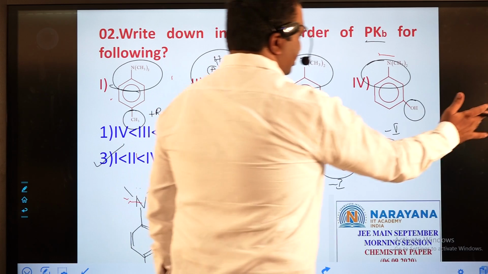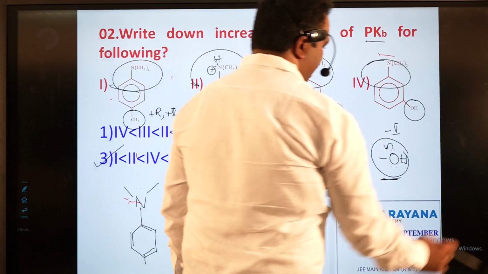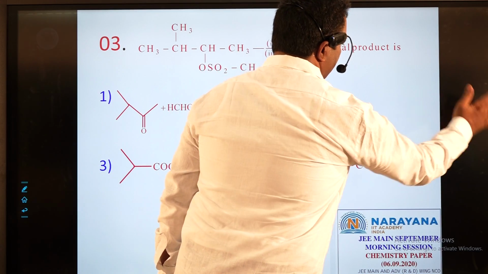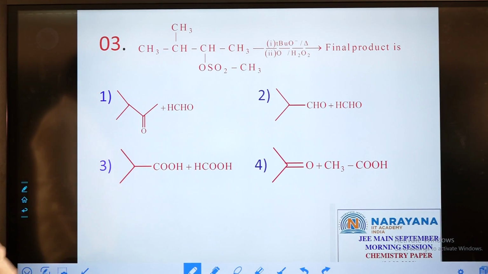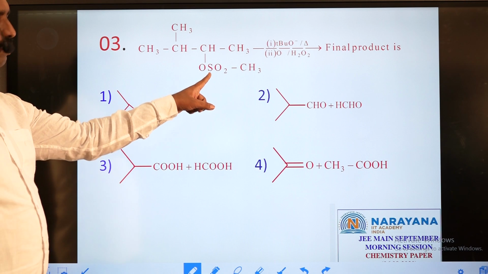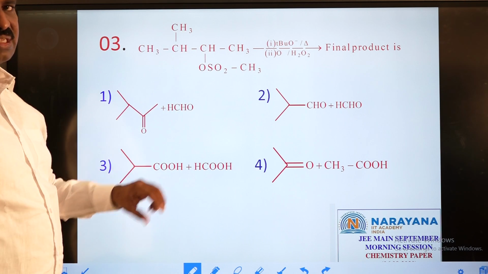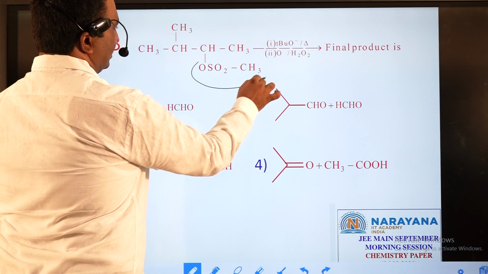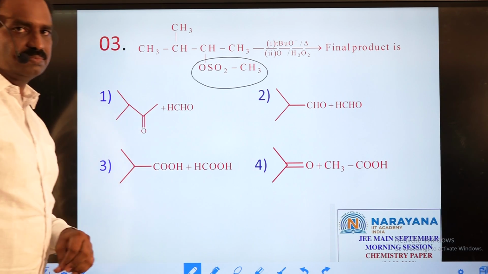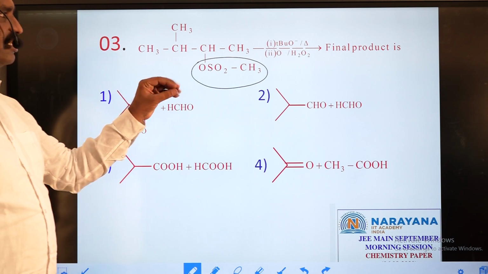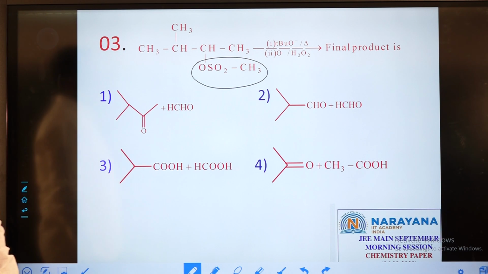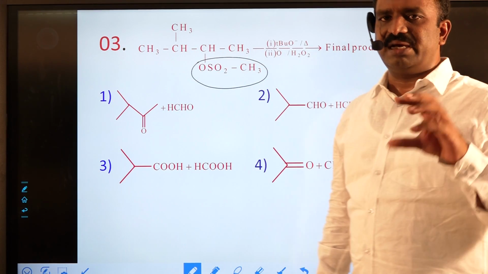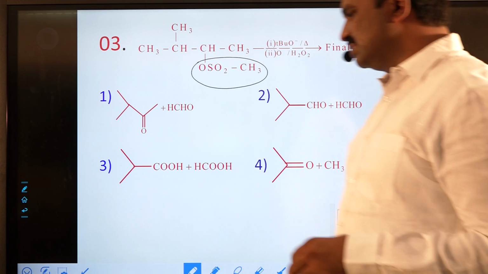Okay, let me proceed to the third question. See, in this third question, a molecule with a good leaving group is given: OSO2CH3, this is a good leaving group. Tertiary butoxide and heating, high temperature, is specified. Tertiary butoxide is a bulky group, that is the base.